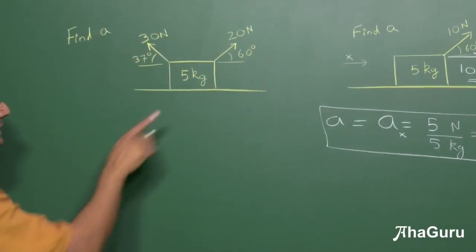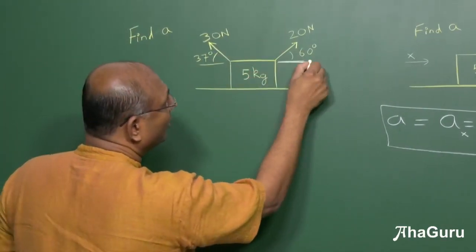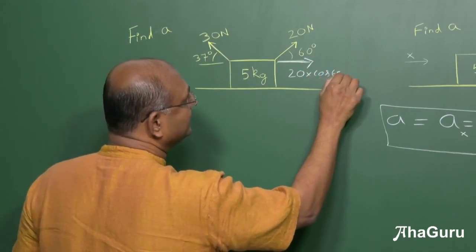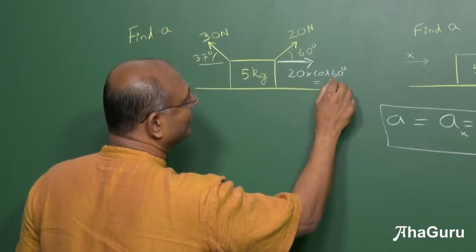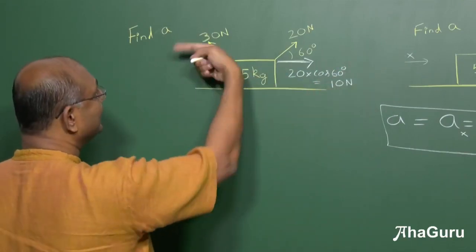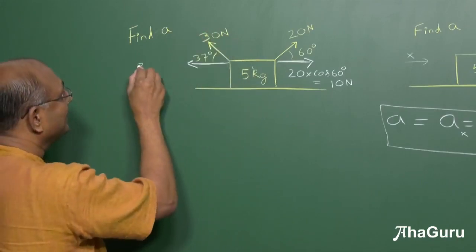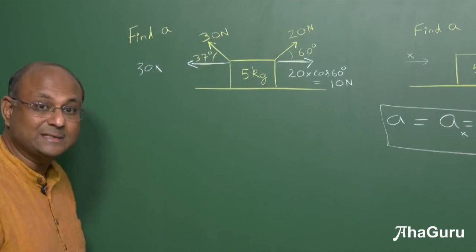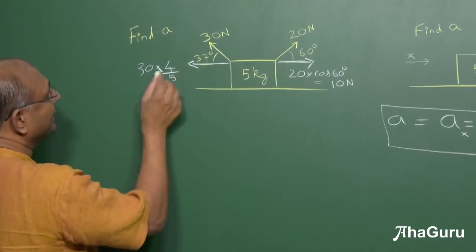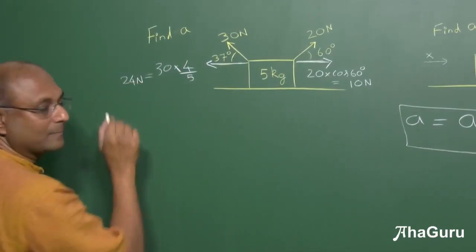Again, we want to find A. There are two forces acting like this. 20 cos 60 degrees. Cos 60 is half. So 20 into half is 10. So I have 10 newtons in this direction. 30 cos 37. Cos 37 like that. What is cos 37? 4 by 5. Sin 37, 3 by 5. Cos 37 is 4 by 5. So how much is this? This is going to be 6 into 4, 24 newtons.